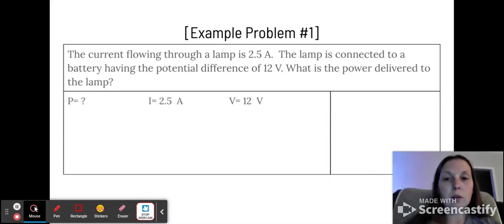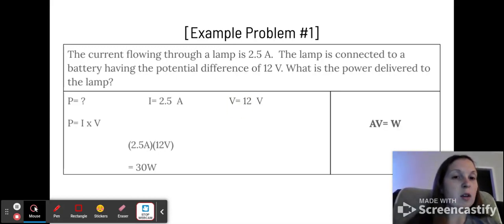We know this information given here, and we know that our calculation is P equals I times V. So we're going to do 2.5 amperes times 12 volts, and that's going to come out to 30 watts. Another way to look at this unit is ampere times volt is equal to a watt.